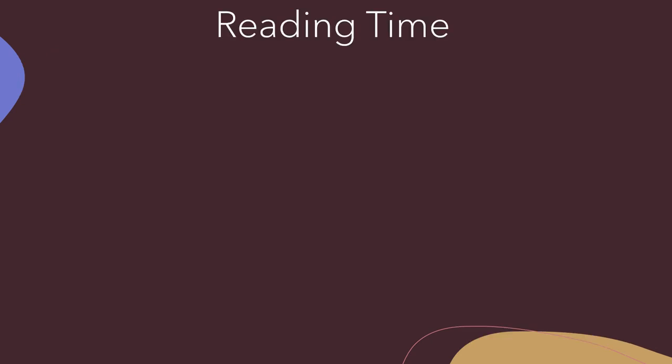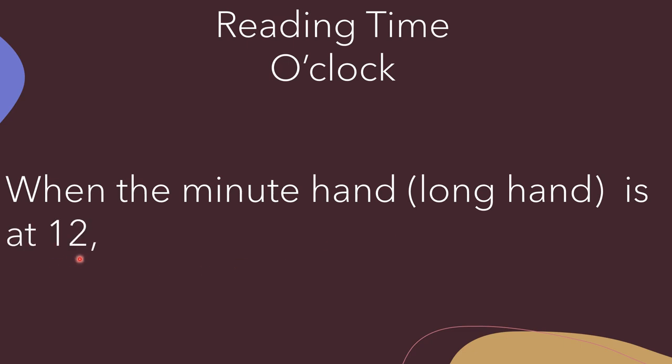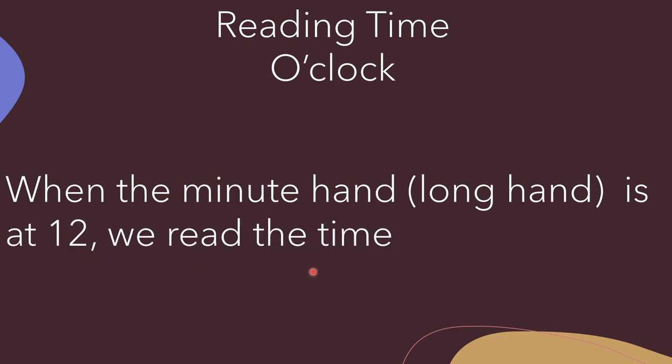Now the next one is reading time. So beta, now I am going to tell you how you can read the time. So first of all we will learn about o'clock time. Okay. So when the minute hand, means the long hand of the clock, is at 12, we read the time as o'clock. जब हमारा मिनट हैंड यानी कि जो लॉन्ग हैंड है हमारी क्लॉक का अगर वो 12 पे है then we read the time as o'clock.